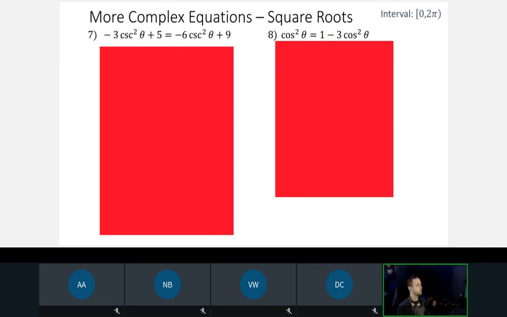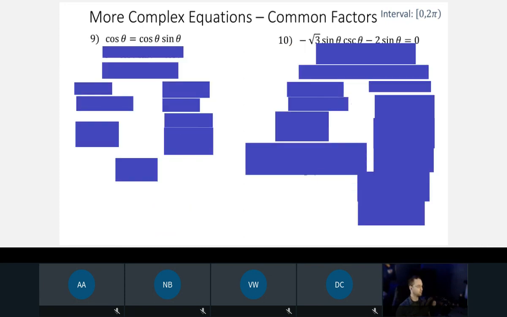So I'm skipping number 7, number 8, number 9, and number 10. What time is it? Gotta hurry up. All right, so this one, number 9. What do you think we do first?